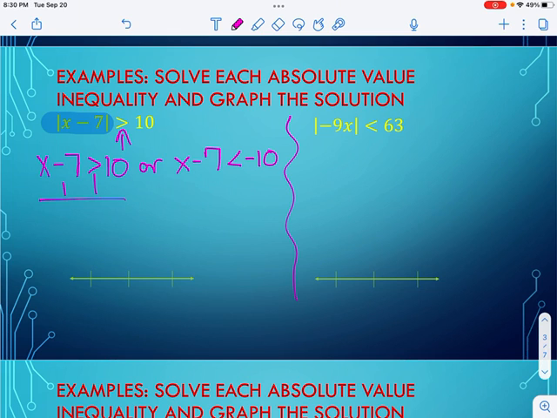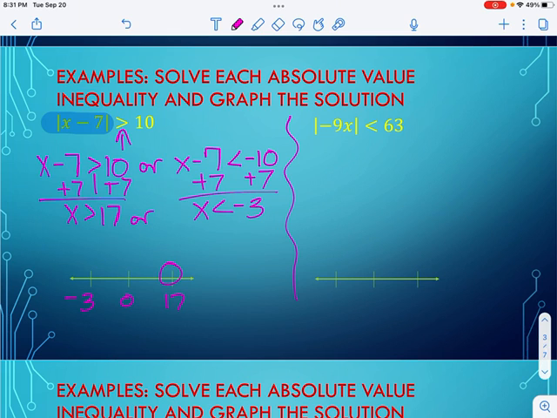Now when we go to solve, we're going to add 7 to both sides. So x is greater than 17. Or I'm going to add 7 to both sides here. x is less than negative 3. Now think about an "or" statement. I get to include everything from both graphs. So x is greater than 17 or x is less than negative 3.